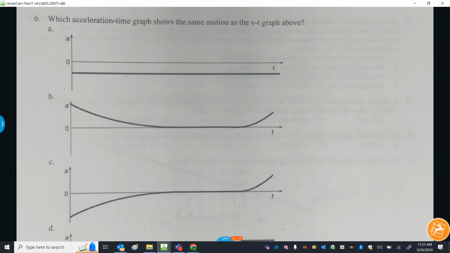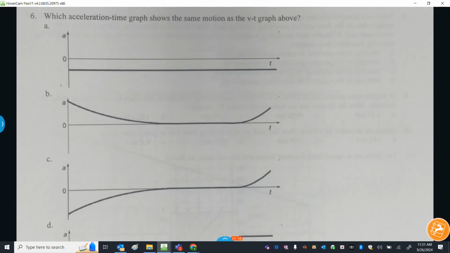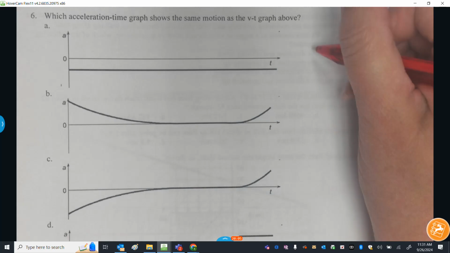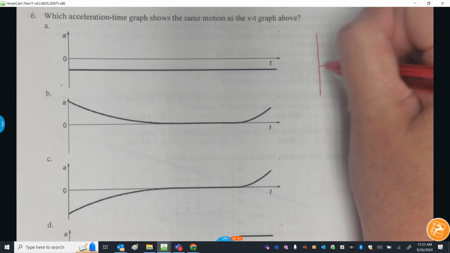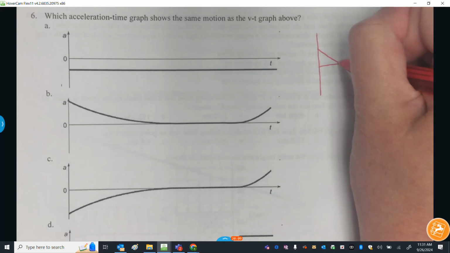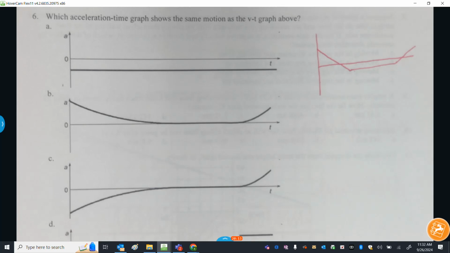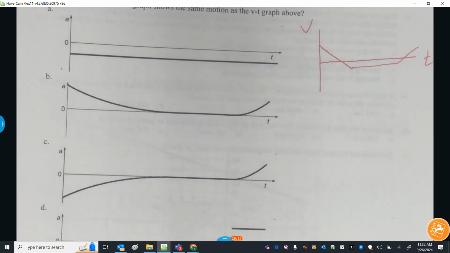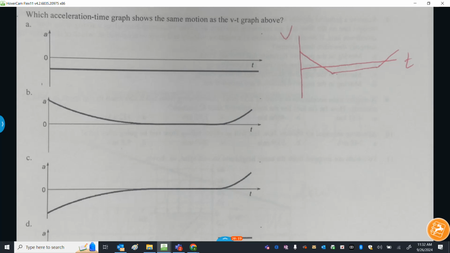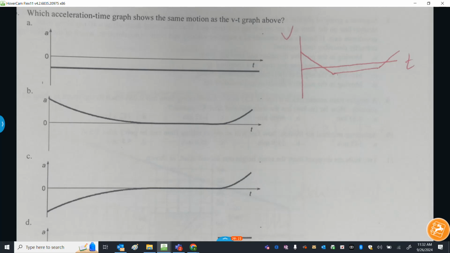Okay. This question also is attached to that same VT graph, and this time we're going to match it to an acceleration time graph. So that initial VT graph that we had, I'm going to redraw it because we can't see it. It looked something like this-ish. Okay, not perfect. It doesn't matter if it's perfect, but it looks something like that. Okay, so that's what we're trying to match our graph to. So which acceleration time graph shows the same motion?